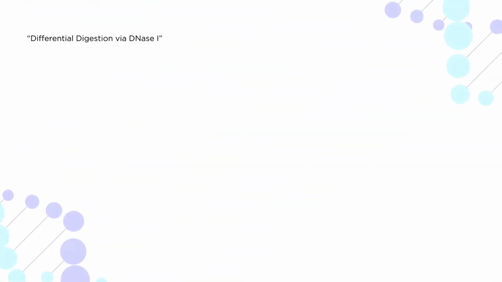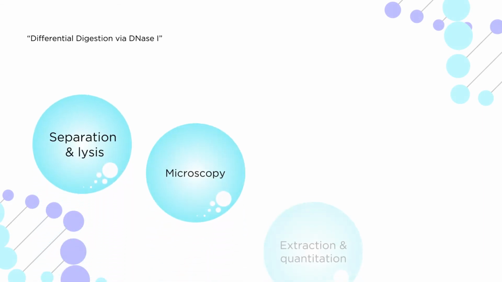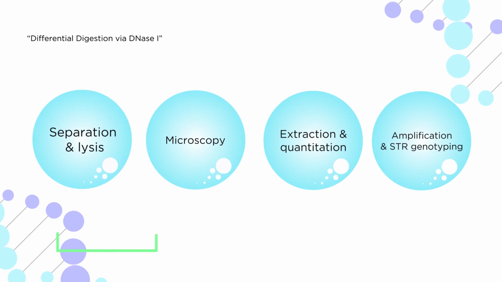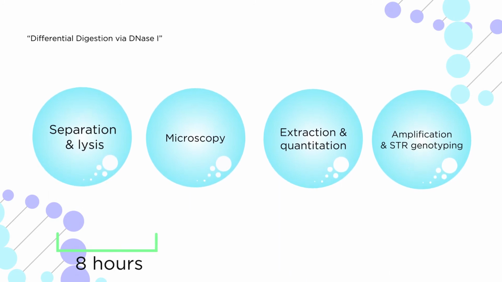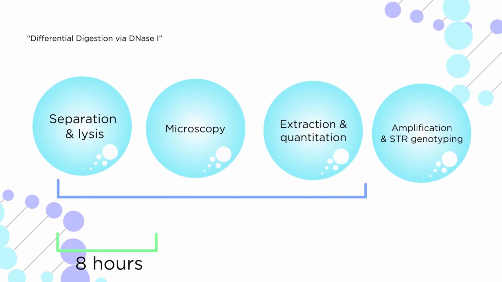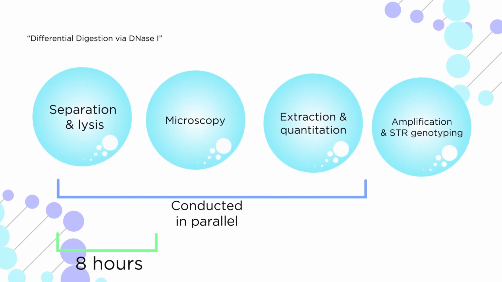Overall, the DNase 1 workflow bridges the gap of existing sexual assault workflows by allowing you to complete lysis and digestion for a whole 96 samples in a total of around 8 hours start to finish. This is achieved by freeing up an analyst to work on extraction and separation in parallel.